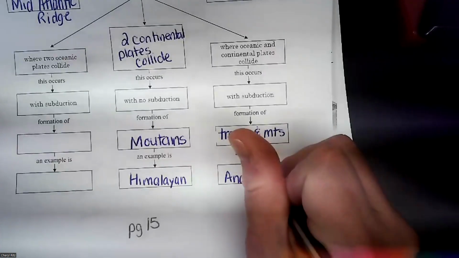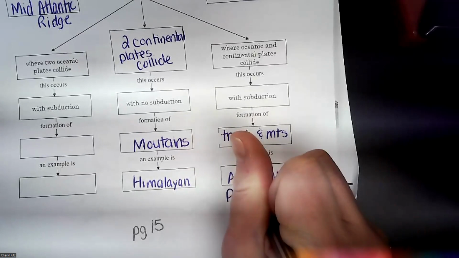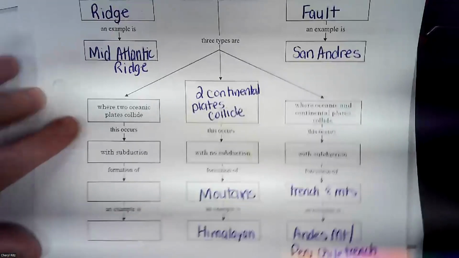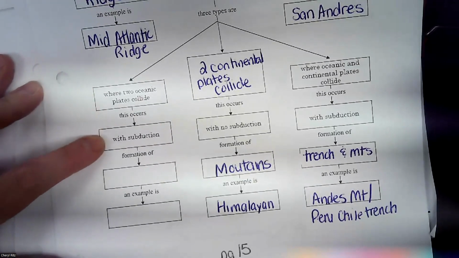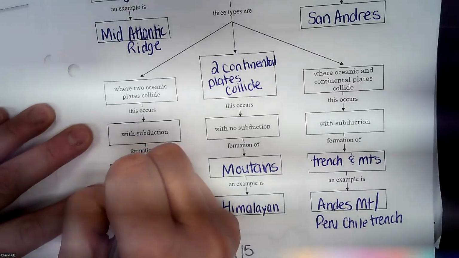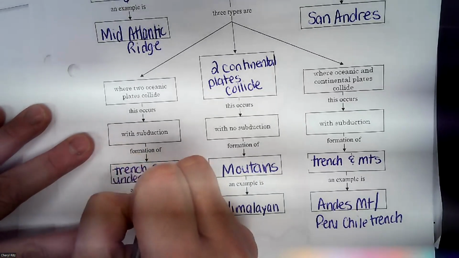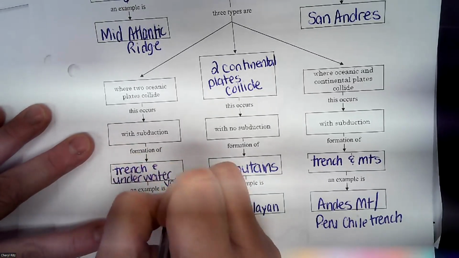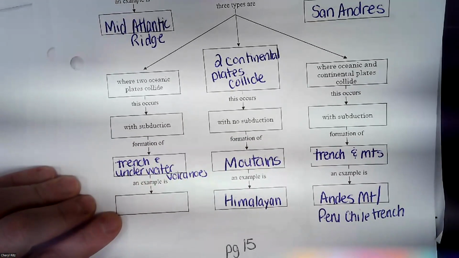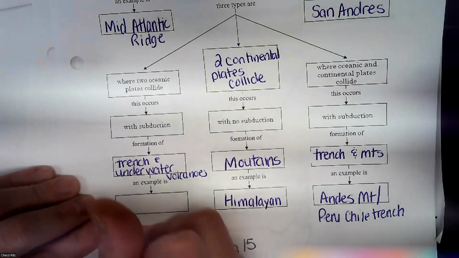So actually I should probably add that. So the Andes Mountains and the Peru-Chile Trench. And then finally we have where two oceanic plates collide. Again, we get subduction and this forms a trench and underwater volcanoes. And the perfect example of this, there's a bunch of them, but we could go with the Mariana Trench or the Aleutian Trench, either one.